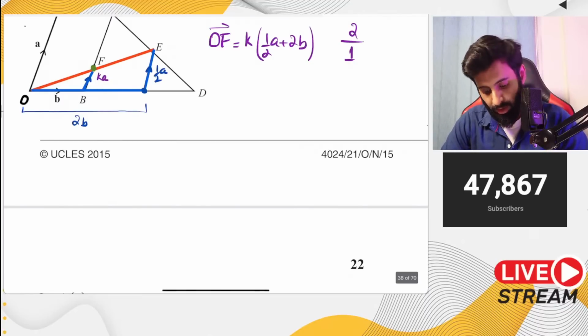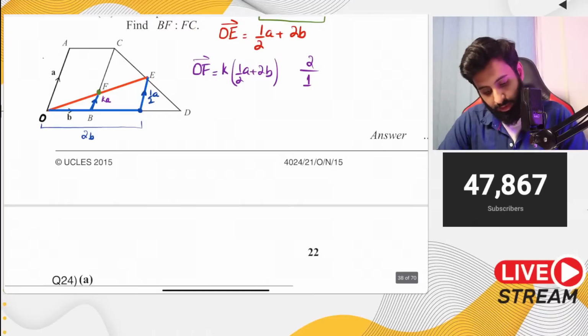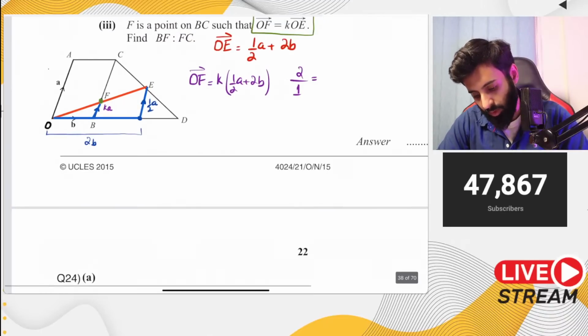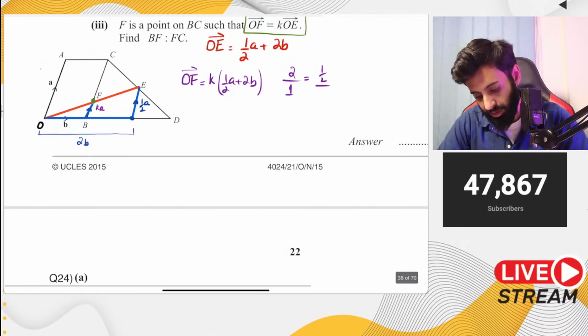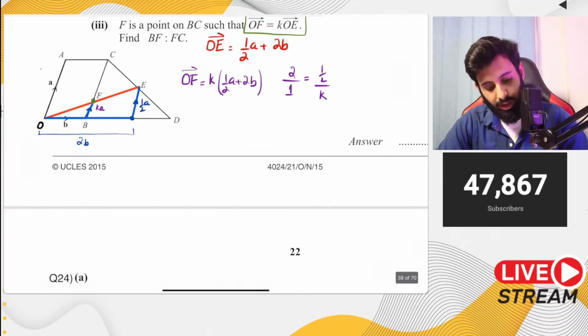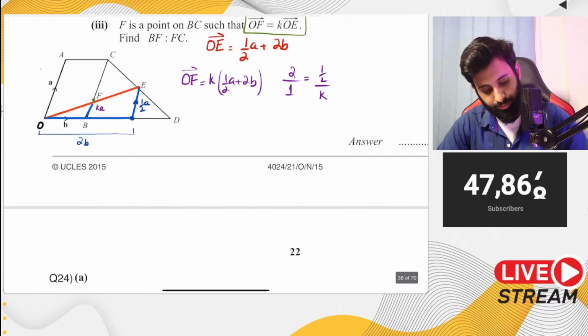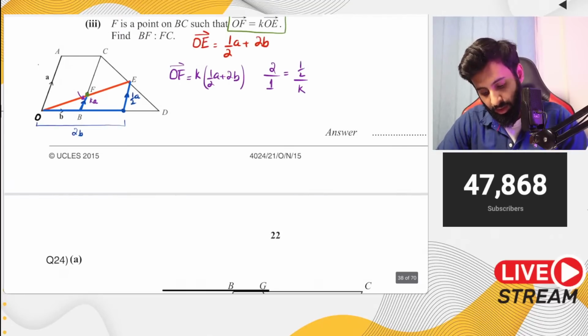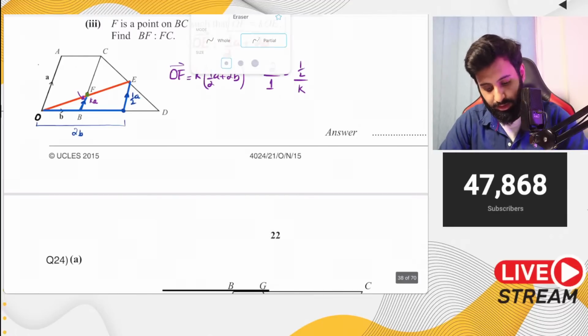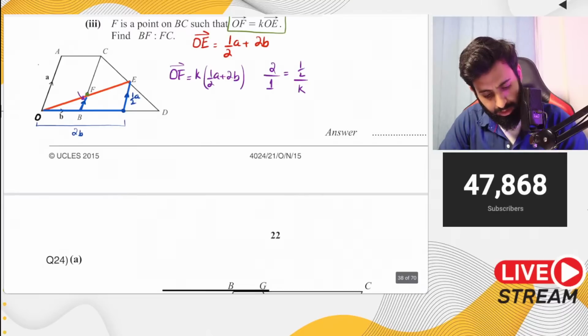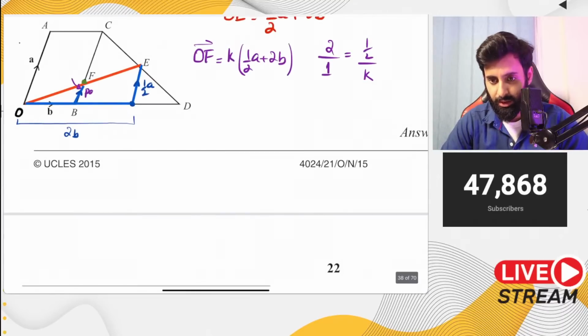So 2 upon 1 is equal to 1 upon 2 upon K. And this K is representing the coefficient of A over here. Now let's cross multiply this. When we cross multiply, here's what we get. In fact, let's not take this to be equal to K. Let's take this to be equal to some other value. Let's call it PA.